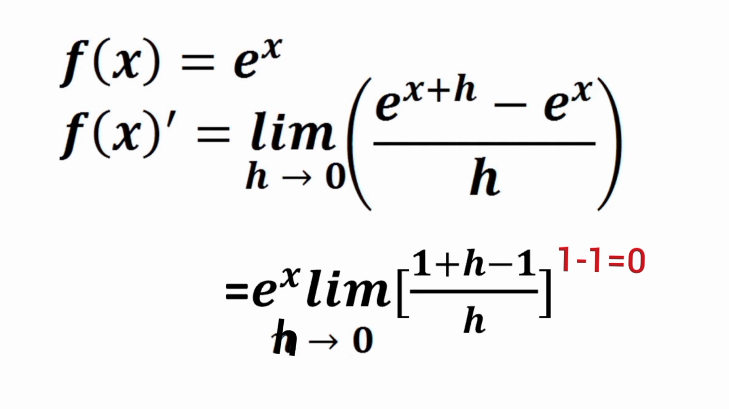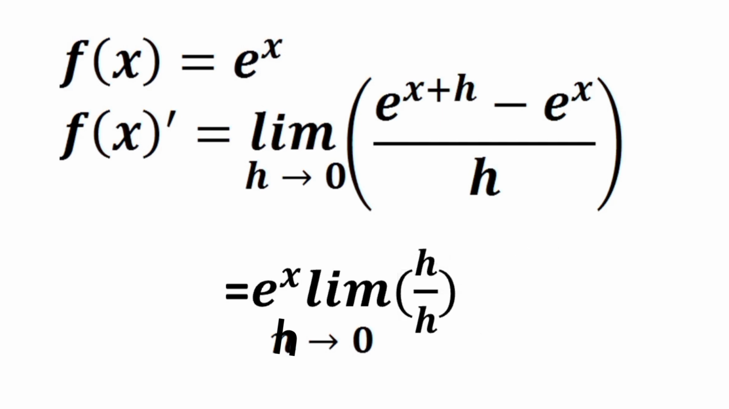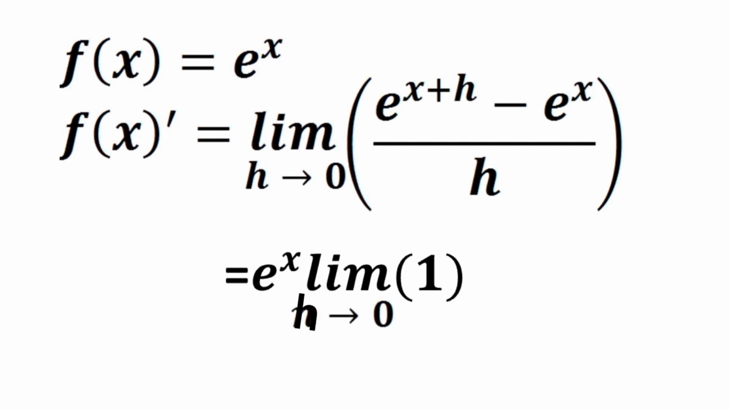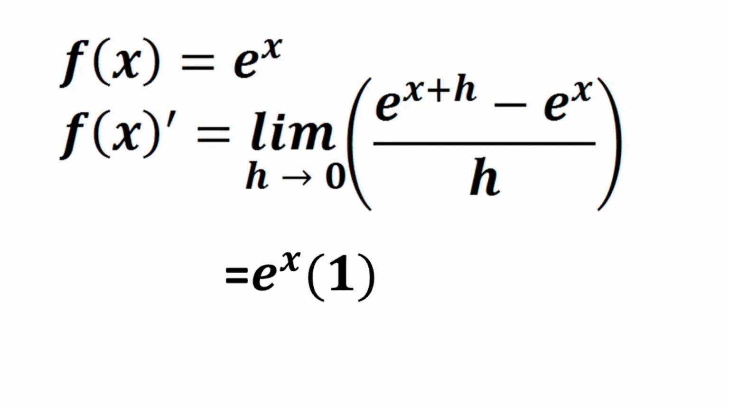We have left inside the limit h over h, which is equal to 1, and the limit of h approaches 0 is not applicable now, so we have e to the power x times 1. So we prove now that the derivative of e to the power x is equal to e to the power x also.